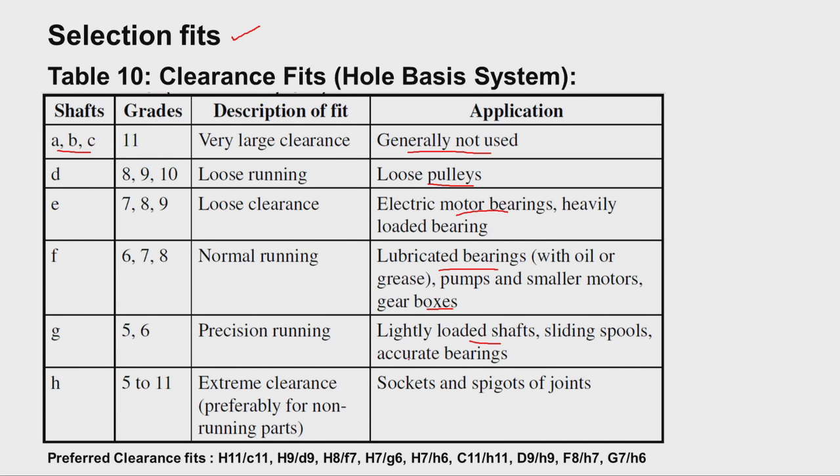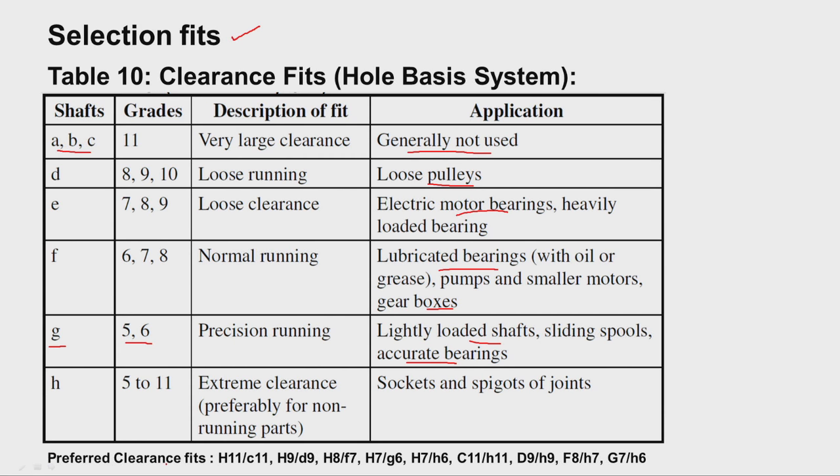And then for accurate bearings, we may have to go for G shaft. And then also, depending upon application, we have to properly select the tolerance grade, whether 4 is required, 5, 6, or 8 is required. So like this, such tables we can use for selection of fits. And preferred clearance fits are mentioned here: H11, C11, H9, D9. And then H7, H6, like this. These are preferred. So once we fix up the type of shaft and grade, then we can select the nearest preferred clearance fit.